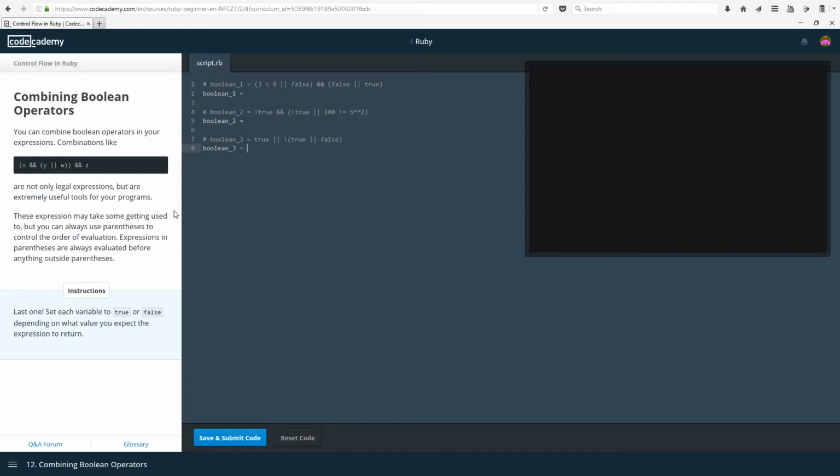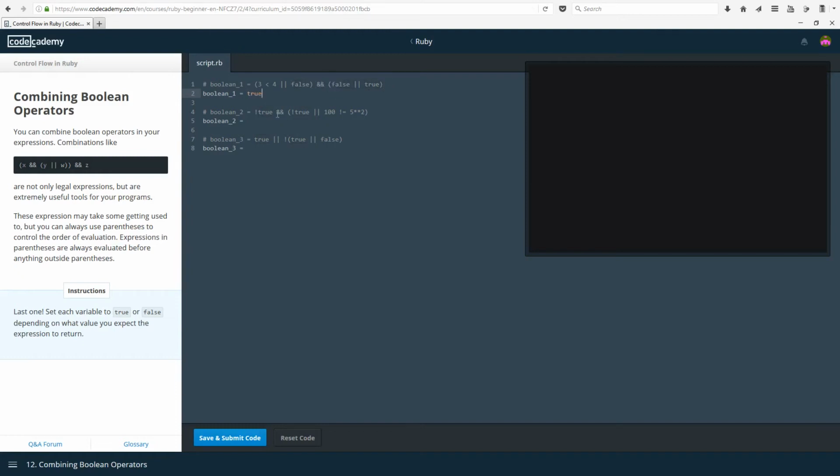So last one, set each variable to true or false depending on what value you expect the expression to return. So 3 less than 4, that's true, or false. Well, because one is true, that's enough to get a true. Oops, actually no, we have an and. So the left side of the and is going to be true. The right side of the and, let's see. False or true? Well, we have a true in there, so it's going to be true. So we have true and true. That's going to evaluate to true.